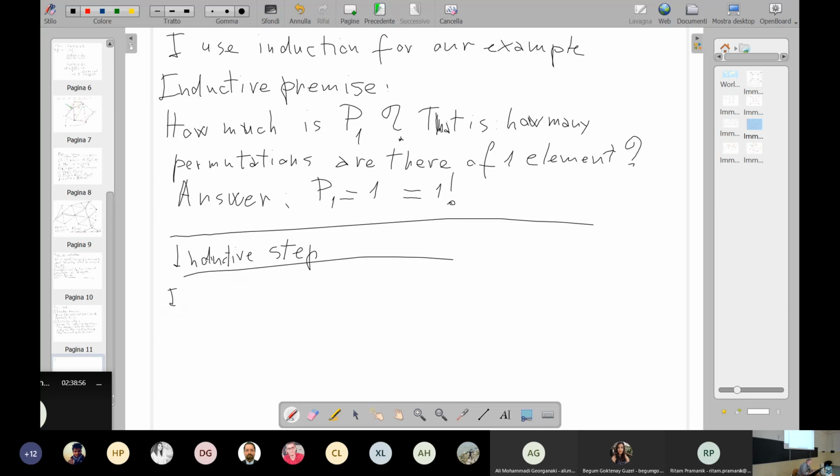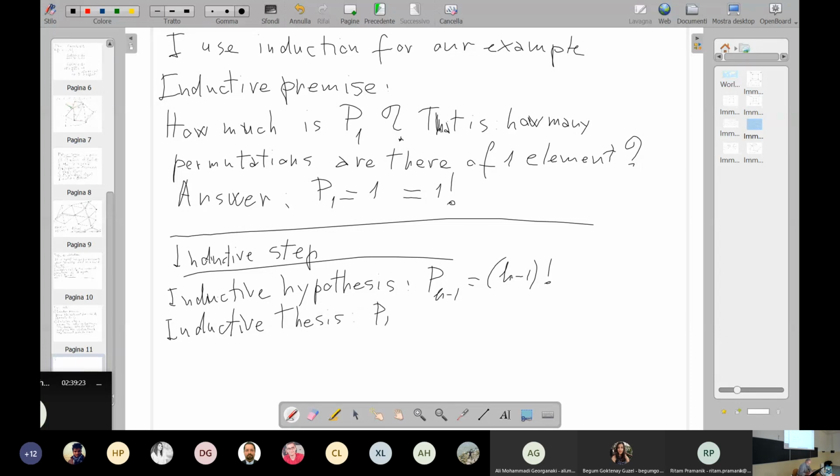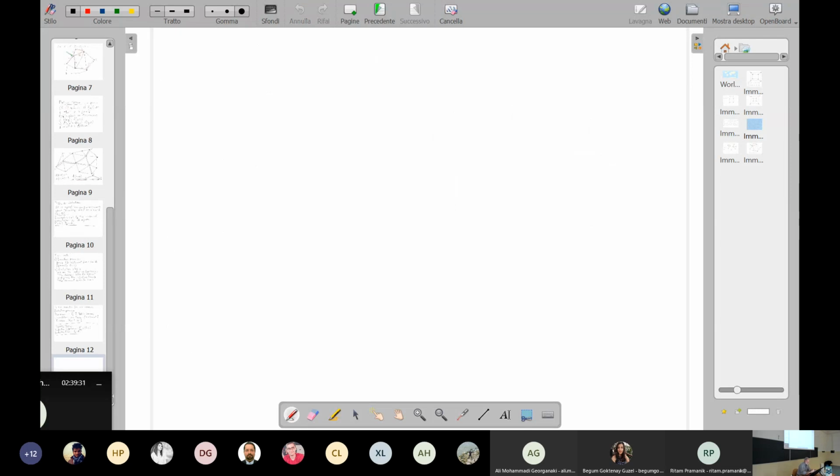Inductive hypothesis: p of h minus 1 equals h minus 1 factorial. Inductive thesis: p of h equals h factorial. Okay, I'll do it in the next page.